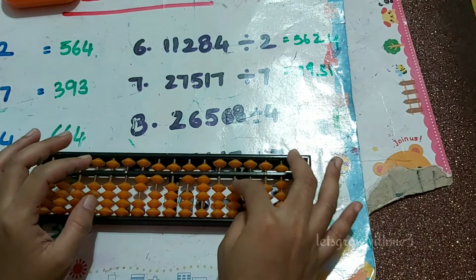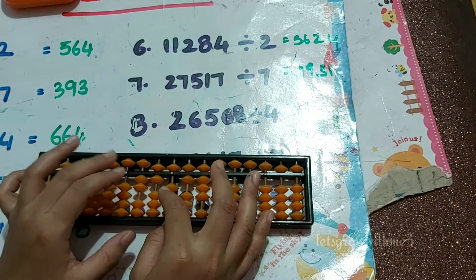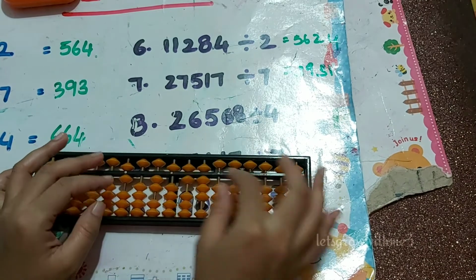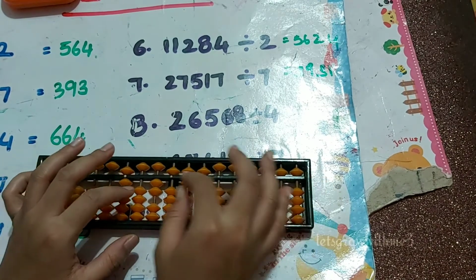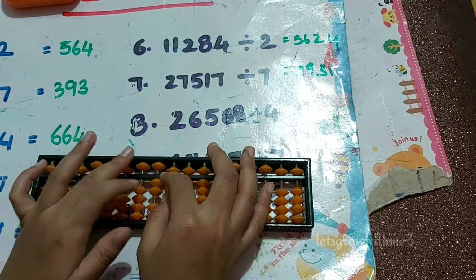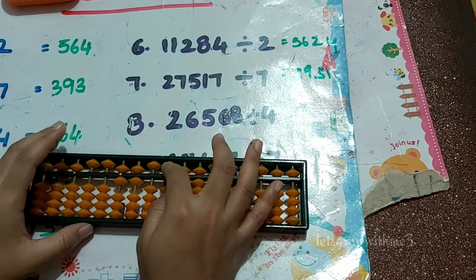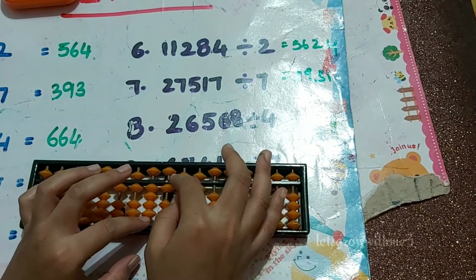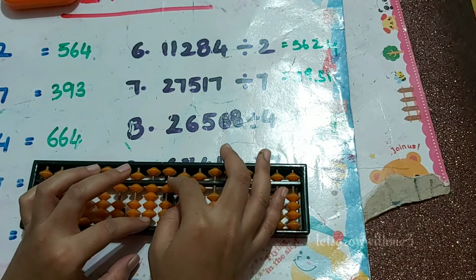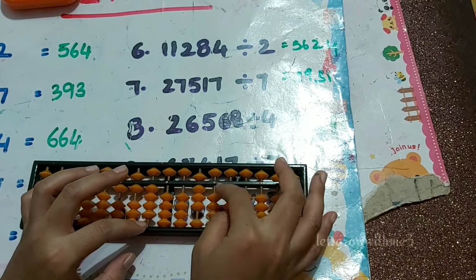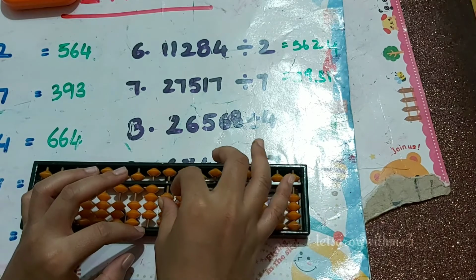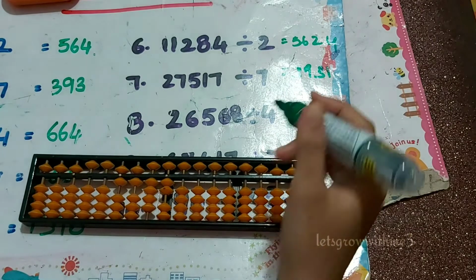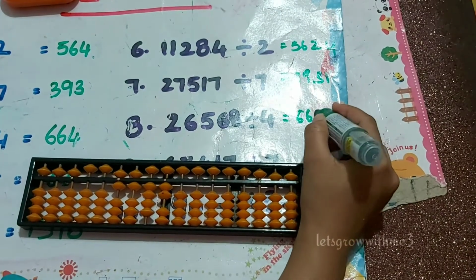Next problem, 26568. Here also you need to consider 2 digits. So 4 times 6 is 24. Remove 24. Then you have 25 again. 4 6s are 24. Again 16. 4 4s are 16. So remove. Next you have 8. 4 2s are 8. Remove 8. That's it. 6642.